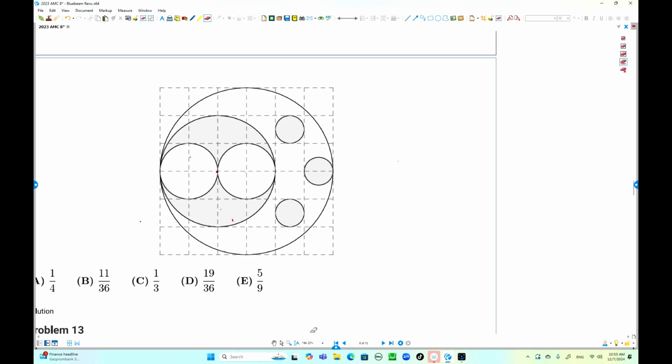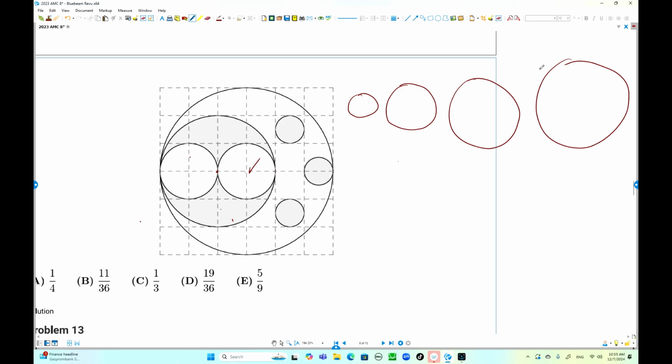So I'm going to use the ratio of similar figures, okay? The small one, a medium size one, right? And the third one is a large one, and another large one, okay? If this diameter is 1, the second one is 2, the large one is 4, the largest one is 6, so 1, 2, 4, and 6, right? That is the ratio of their lengths.